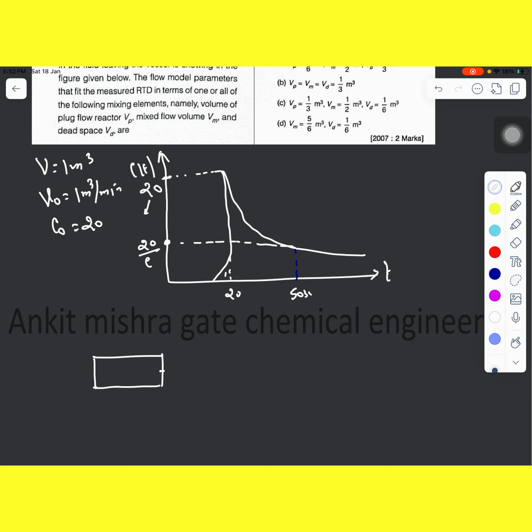So there is a PFR, and obviously two different kinds of reactors are connected in series, and obviously in this reactor also there is a dead zone, right? So if I am assuming the volume of the plug flow reactor is VP, the volume of the mixed flow reactor is VM, and VD is the volume of dead volume, right?